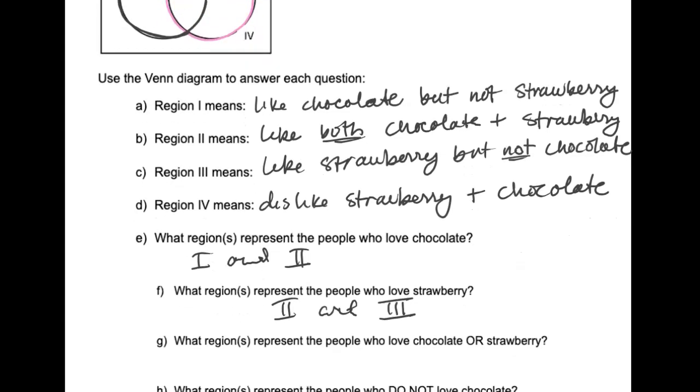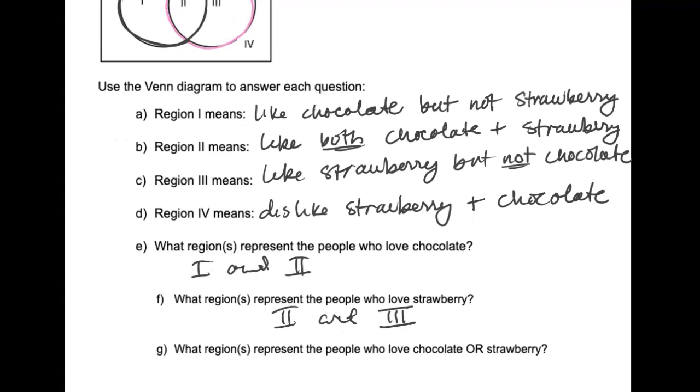Okay, so let's look at G. What regions represent people who love chocolate or strawberry? Okay, so let's examine what this question means. This can sometimes be tricky. So I want you to imagine you're sitting in a class and maybe the teacher says, raise your hand if you like chocolate or strawberry. Who's going to raise their hand?